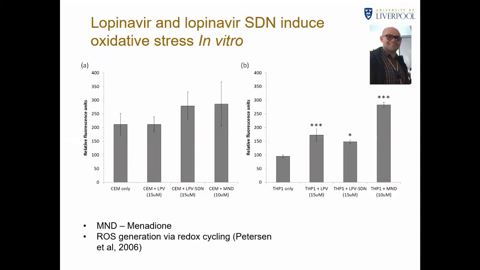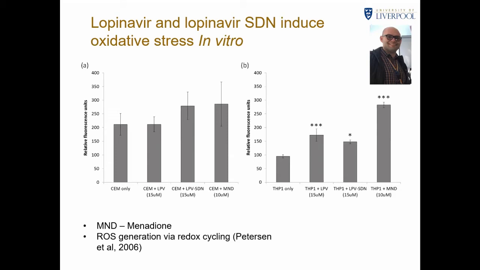So this work was conducted by Dr. Chris David, who's part of the team. And what we have here is, on the left of these graphs is always the data in the CEMs, in the T cell line. And on the right is the data within the THP1 cells. And what we've got on the first slide is reactive oxygen species. So this is total reactive oxygen species that are present within the cells after exposure. The cells on their own, treated with lopinavir, with the lopinavir SDN, the solid drug nanoparticle, and then the positive control. And that'll be the same through the next few graphs.